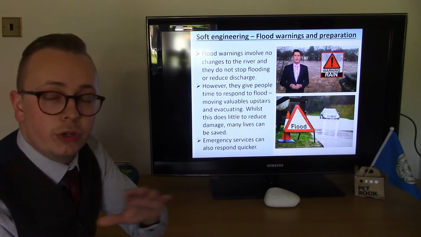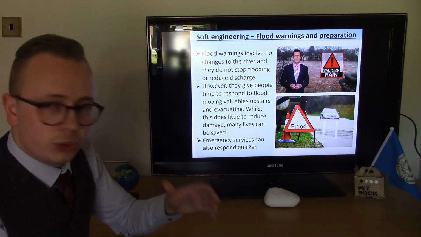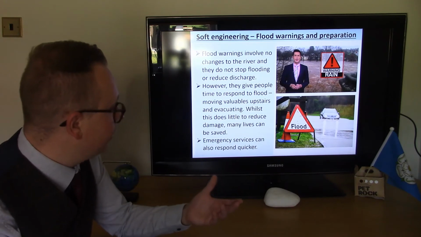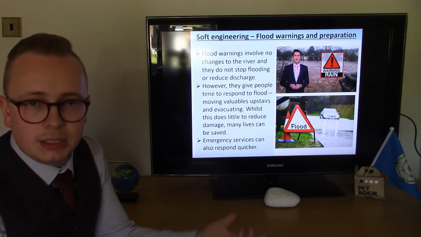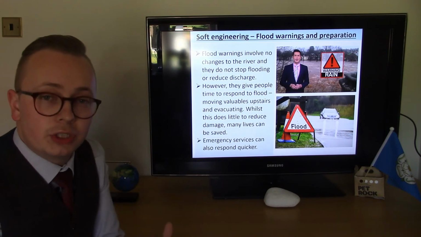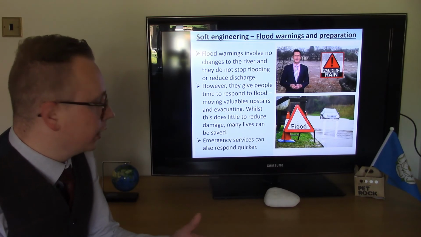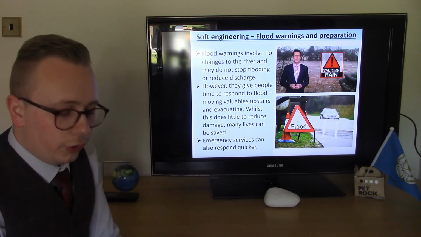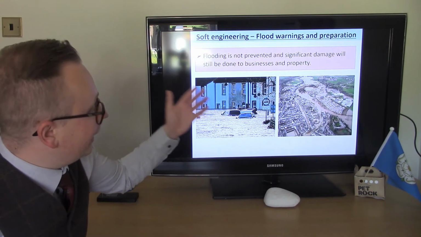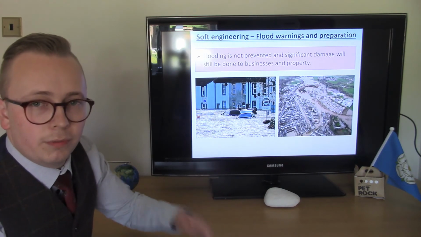Now this involves no changes to the river whatsoever, but can have a significant impact on reducing numbers of lives lost in major flood events. It gives people time to move their valuables upstairs in their home and also to evacuate, and even gives the emergency services time to respond. So putting out good advanced weather warnings and flood warnings can reduce the amount of lives lost in a flood. So yeah, flooding is not prevented using flood warnings, but it can reduce the number of lives lost.